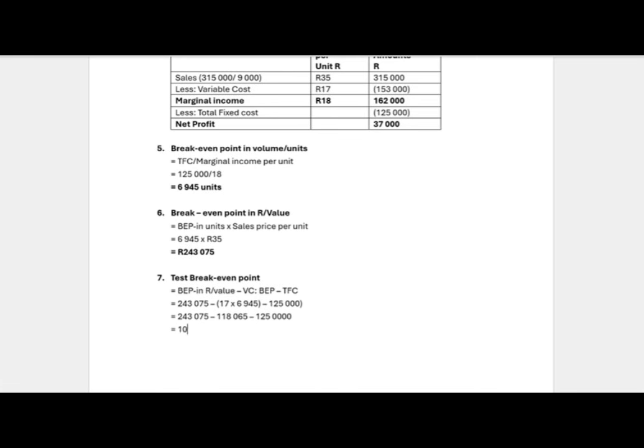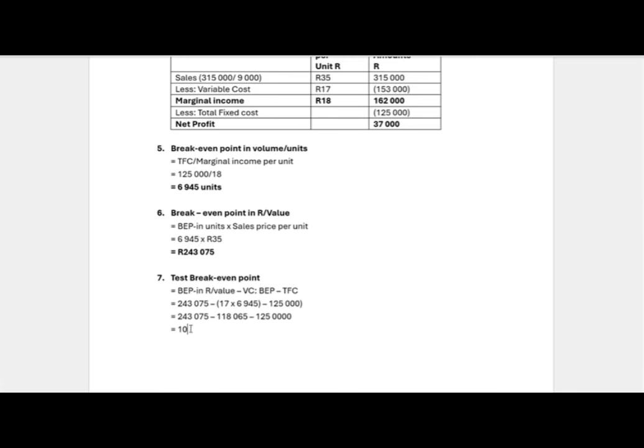I'm getting 10. I guess this 10 is supposed to be 0, right? Because the method is correct. The reason why we're getting 10 is because we have rounded off our units there, because they were supposed to be 6,944 something, right? So that's why.